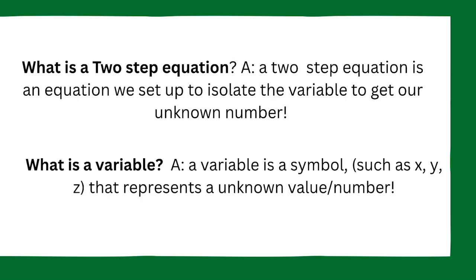So first, we're going to want to know what a two-step equation is. A two-step equation is an equation we set up to isolate the variable to get our unknown number. Now you're most likely wondering, what is a variable? A variable is a symbol such as x, y, or z that represents an unknown value or number.